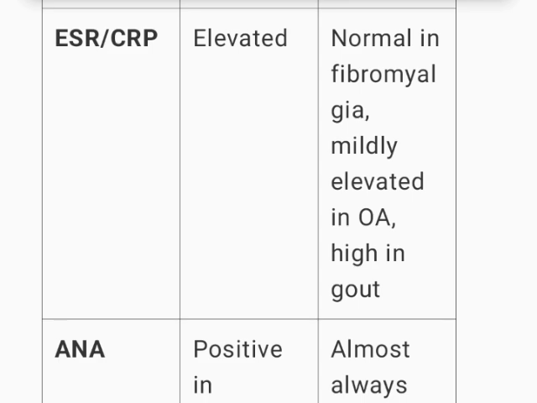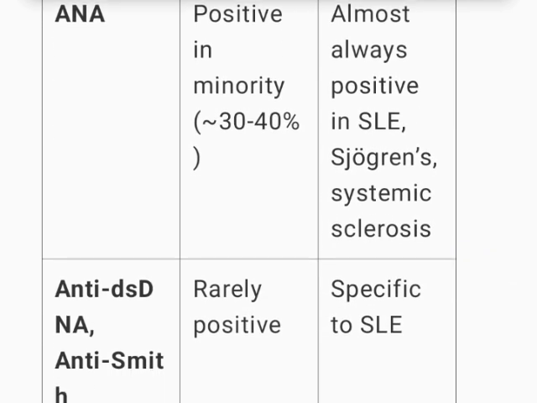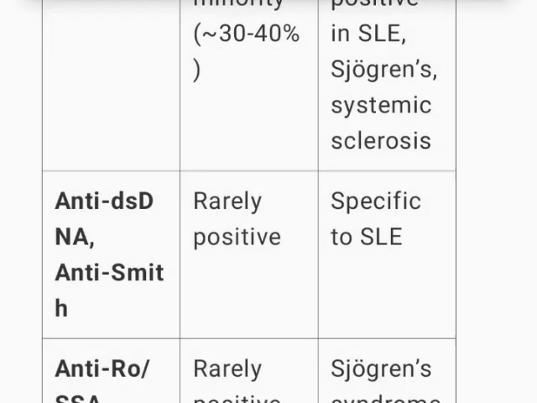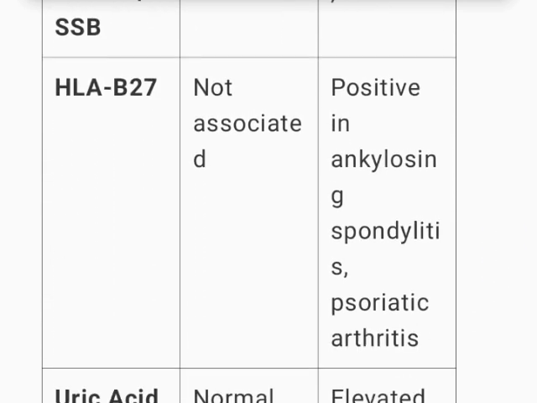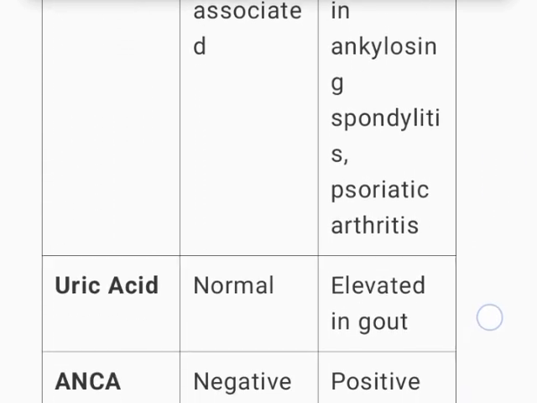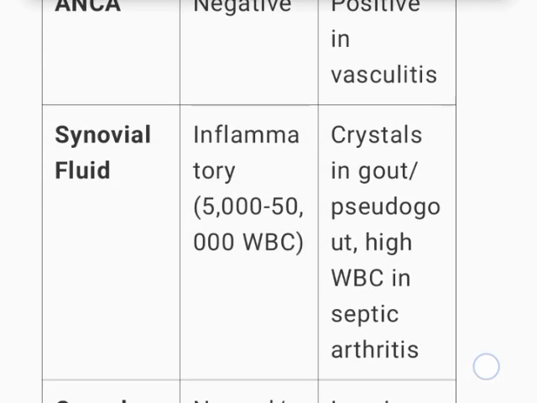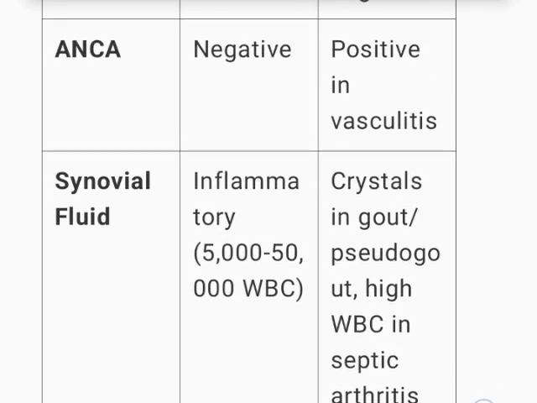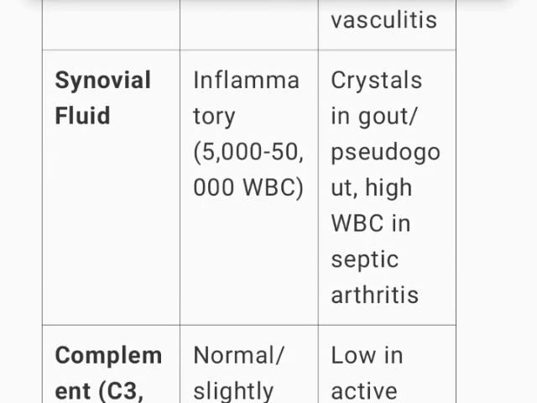Sjogren's syndrome, SLE. HLA-B27, not associated, positive in ankylosing spondylitis, psoriatic arthritis. Uric acid, normal, elevated in gout. ANCA, negative, positive in vasculitis. Synovial fluid, inflammatory 5,000 to 50,000 WBC, crystals in gout, pseudogout, high WBC in septic arthritis. Complement C3, C4, normal, slightly reduced, low in active SLE. Cryoglobulins, negative, positive in cryoglobulinemia.